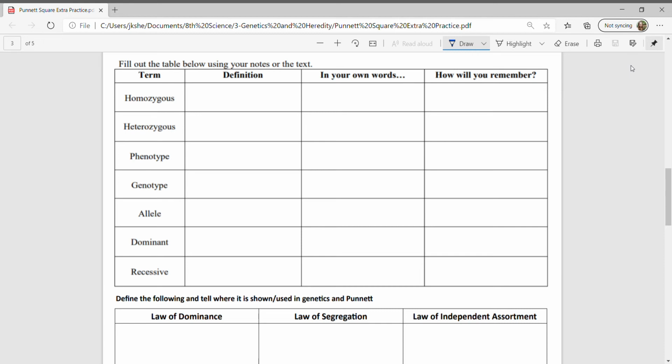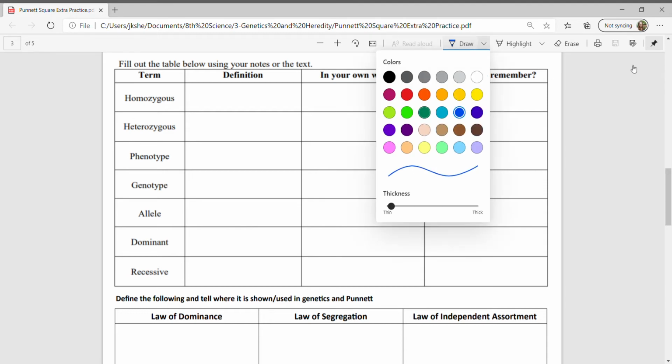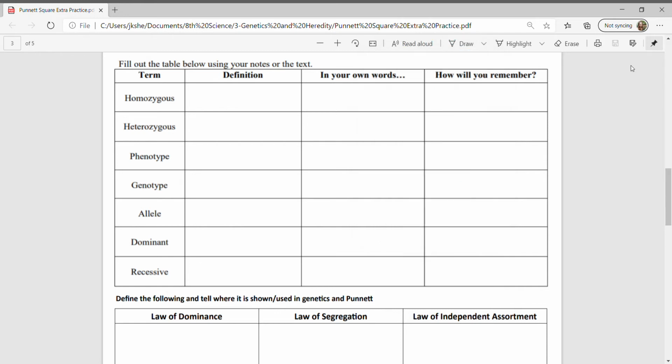Hey guys, I just wanted to go over this extra practice for the Punnett squares real quick. So the first section is just focusing on vocabulary.